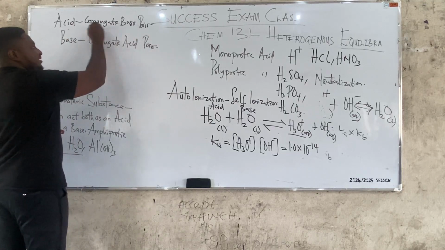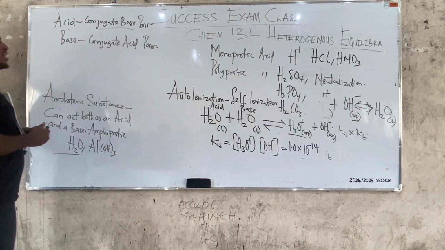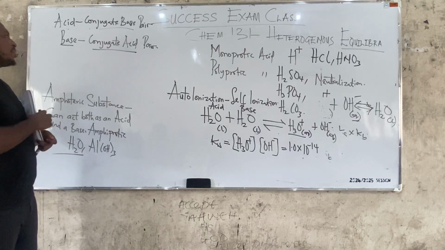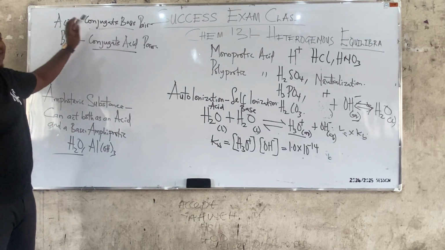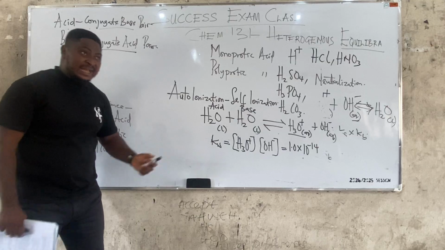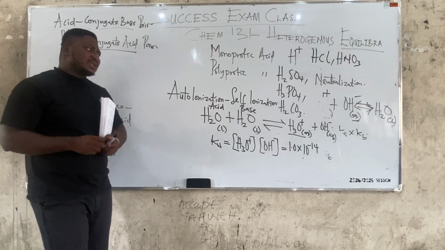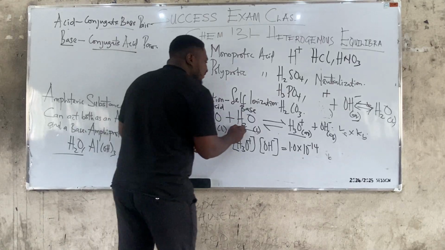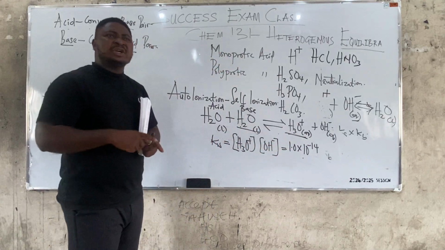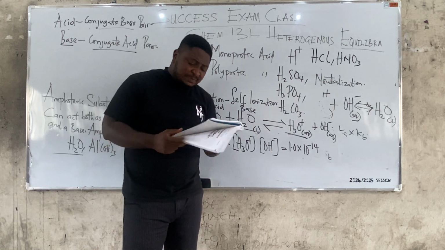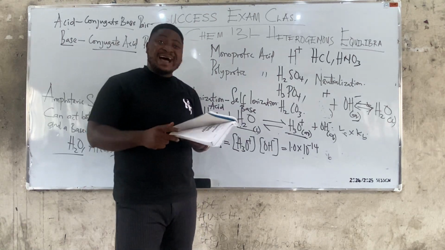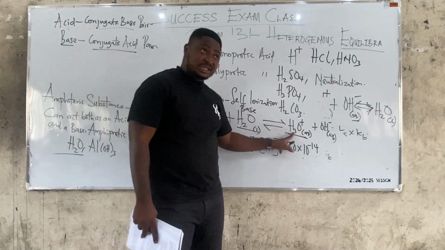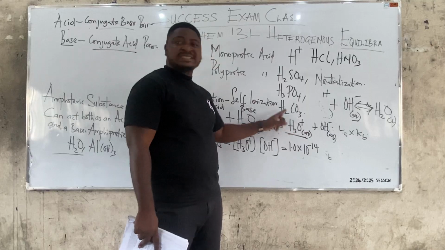Class, you could be given any acid and asked to write down the conjugate base of that acid. I'll teach you how to do that. And you could be given any base and asked to write the conjugate acid of that base. Class, when water is a base, the conjugate acid of this base is H3O plus. We'll go back to your definition of conjugate acid. We say it's a species that is formed when a Bronsted-Lowry base accepts a proton. When this base H2O has accepted the proton, its conjugate acid is H3O plus.